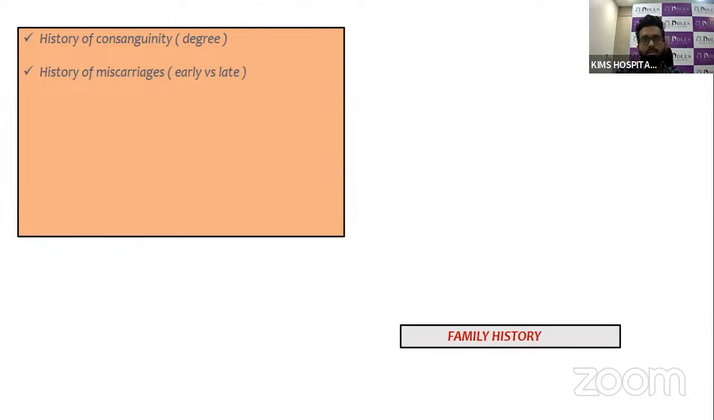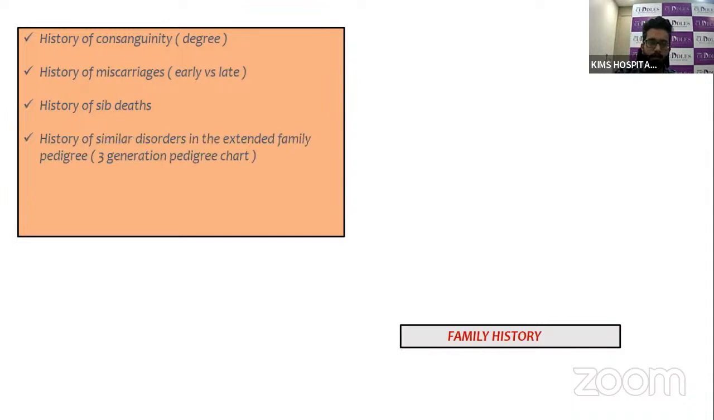And coming to mid trimester, late trimester abortions, that can be seen in autosomal recessive disorders or chromosomal anomalies as well. So that is one clue that we are probably dealing with an autosomal recessive disorder or a chromosomal disorder. History of sibling deaths again is extremely important in autosomal recessive disorders and also chromosomal disorders. Chromosomal disorders can also have recurrences because there are a lot of chromosomal anomalies which are inherited from the parents. So that can happen again. So there is the importance of sibling death also in chromosomal disorders, apart from autosomal recessive disorders.